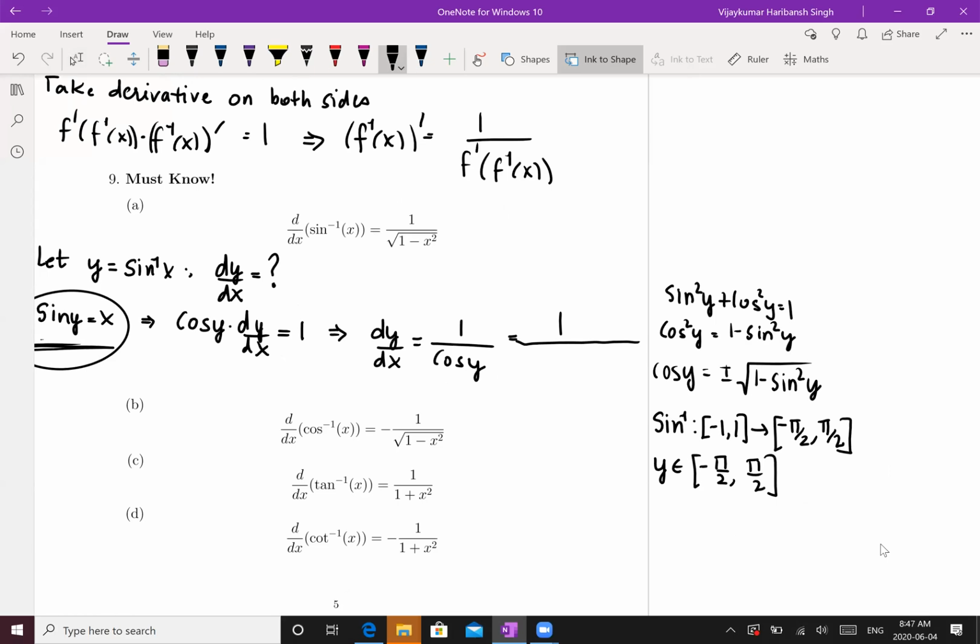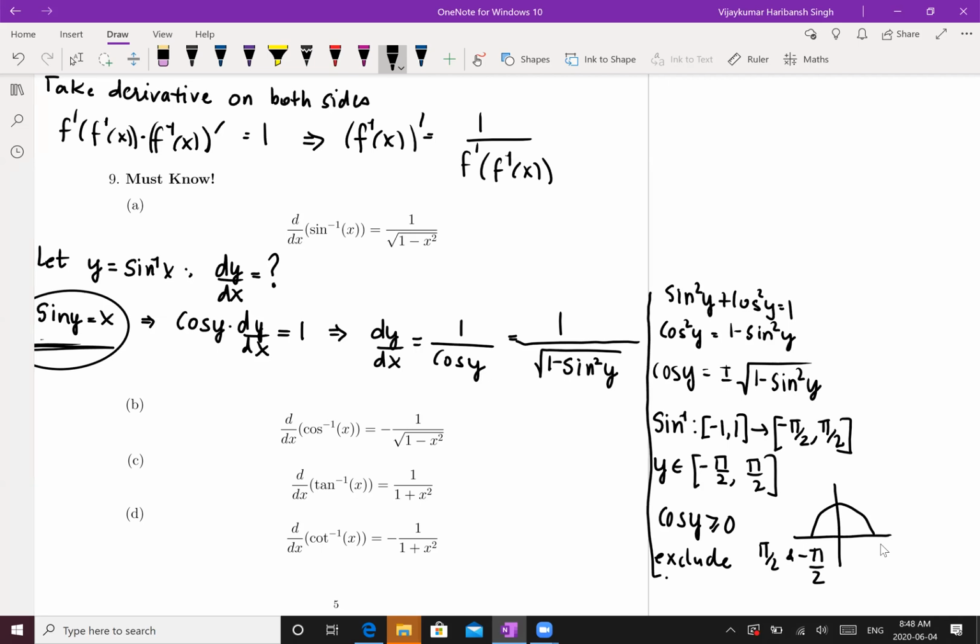Now in this case, what can you say about cos y? In this range, how does cos look? Cos is positive. So cos y is greater than or equal to 0, right? So in this case, what do we get? This is going to be plus square root of 1 minus sine square y. Of course, you can't have cos y be 0, so you will be excluding pi by 2 and minus pi by 2. All it means is that at those points, the function is not differentiable.